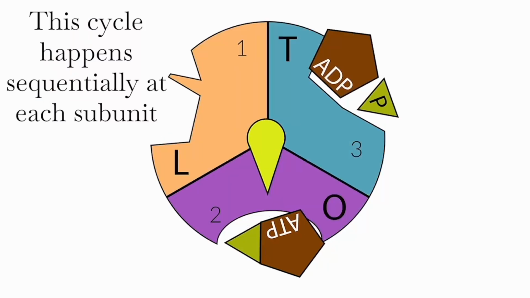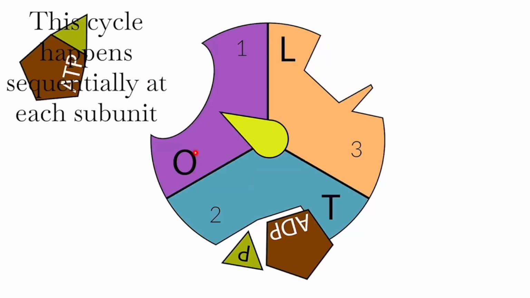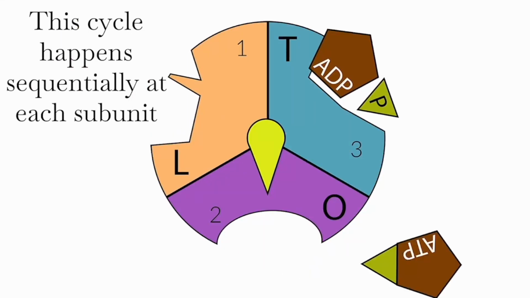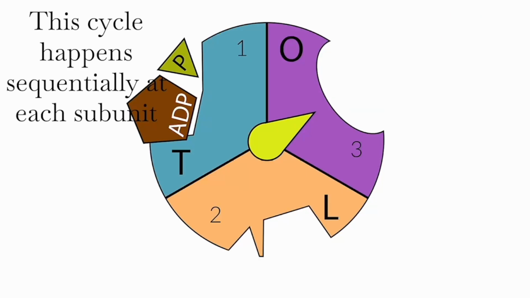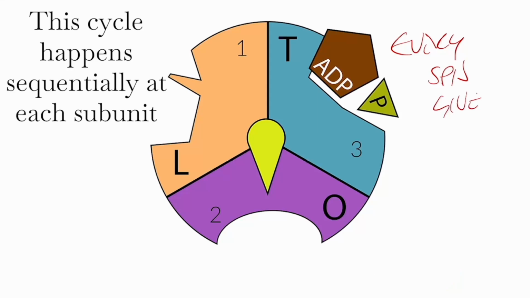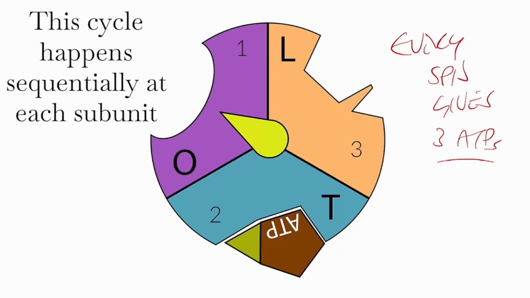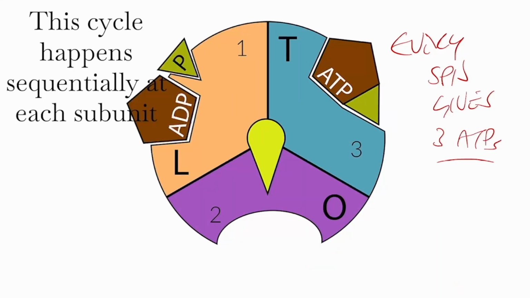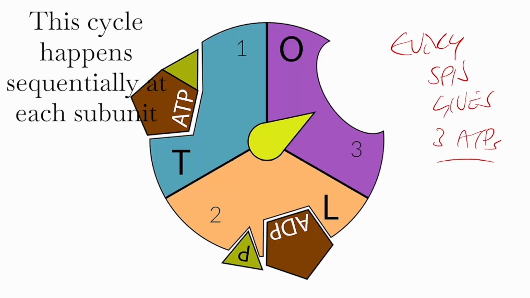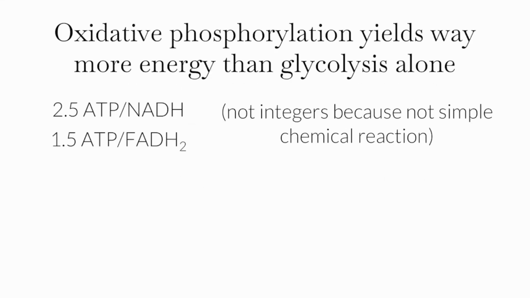So let's look at this, let's say the top left, L, T, O, right? It's going through this conformational change, but that means every spin gives 3 ATPs. So one full turn generates 3 ATPs, 1 at each of the 3 binding sites in the AB trimer. Okay, right, so rotation of the shaft is pushing this trimer through LTO, which is catalyzing the formation of ATP.